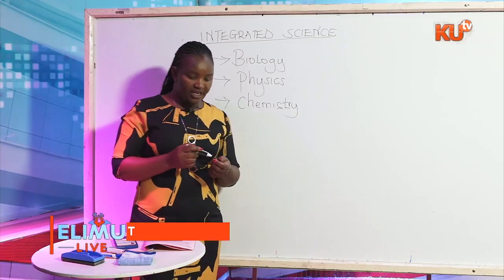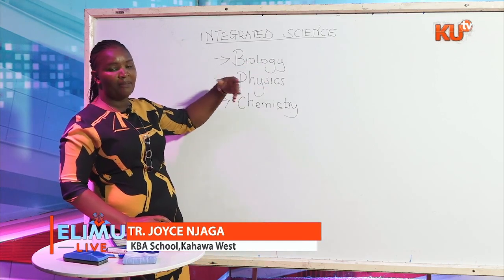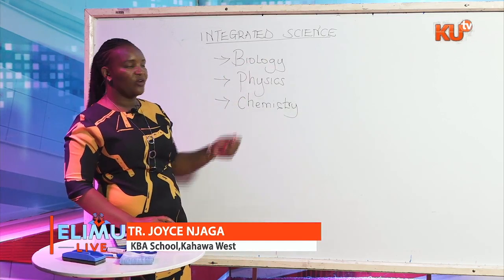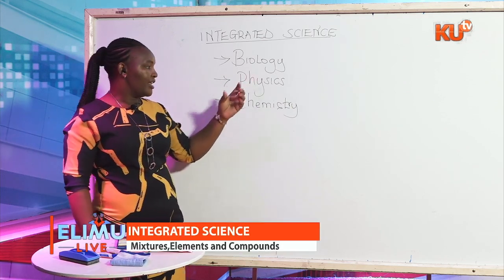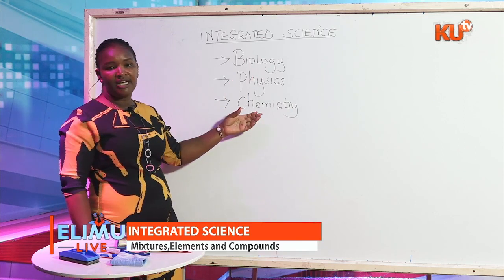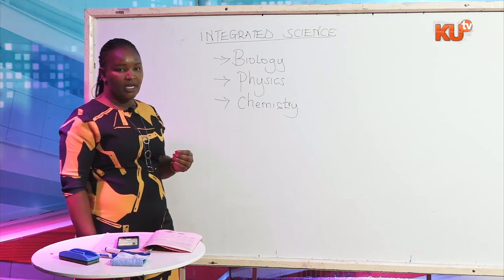We also defined the 3 branches of science. The first one is biology, whereby we learn all about living things, that is plants and animals. The other one is physics, that has to do with energy. And the third one is chemistry, that talks about matter and everything about matter.